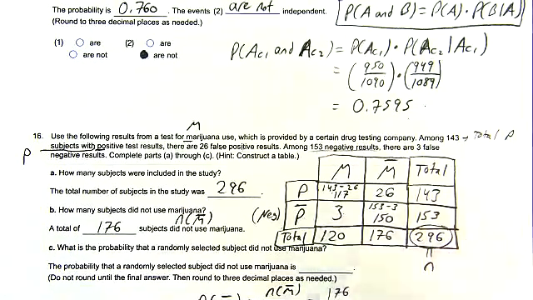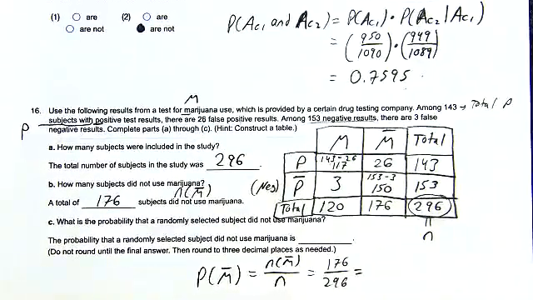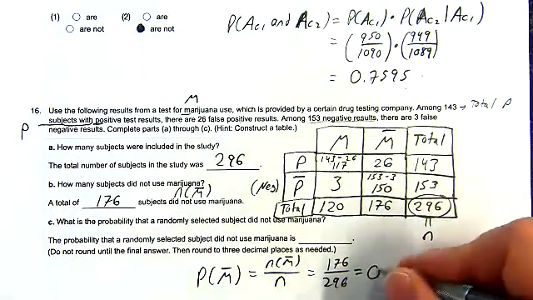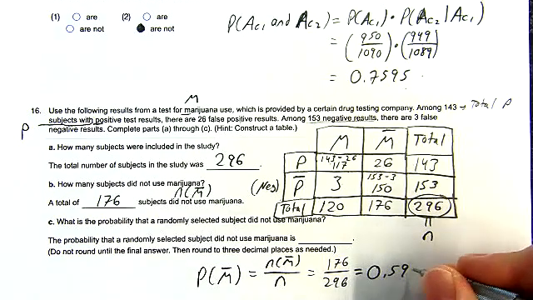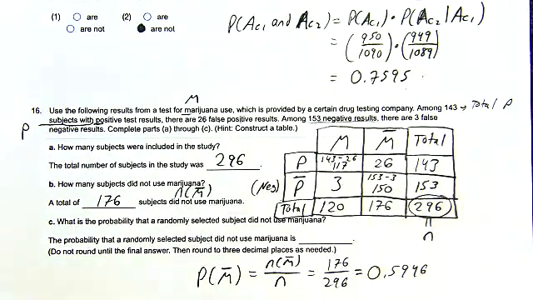176 over 296, which turns out to be 0.5946. Rounded to 3 decimals, we'll call it 0.595.